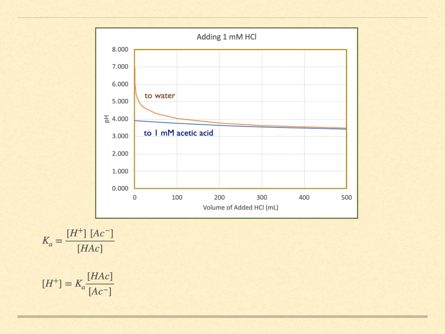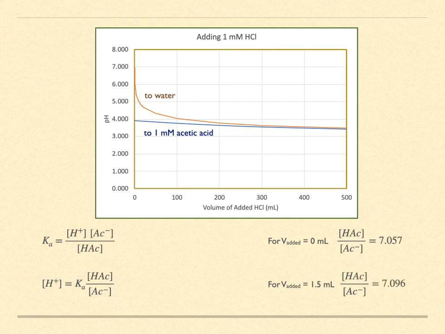The added acid begins to participate in the acetic acid acetate acid-base reaction. It is just converting a bit of conjugate base into the conjugate acid. Before any acid is added, the ratio of acid to acetate is 7.057. Once we add 1.5 milliliters of the HCl, recall that would be 30 drops, the ratio has increased to only 7.096. A solution is buffered when there is a substantial amount of both the acid and its conjugate base.